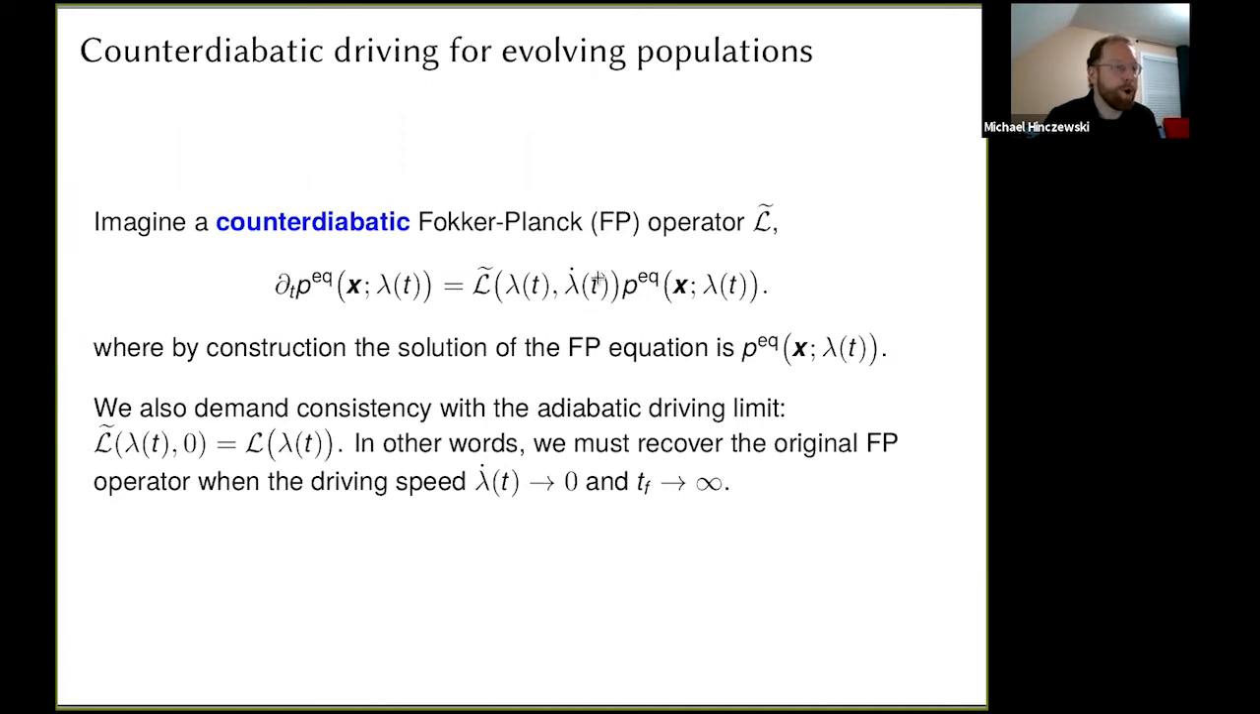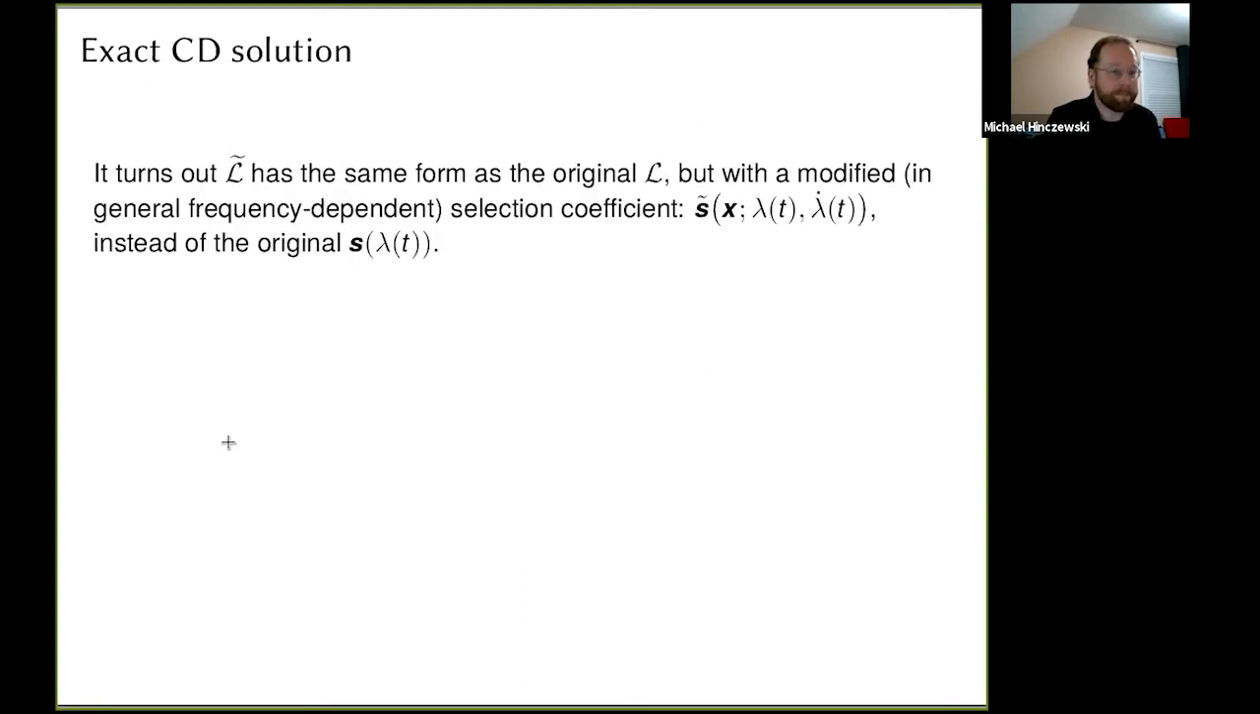And we also want to have the adiabatic limit work. So we know that if our protocol changes infinitely slowly, we want to return back to our original Fokker-Planck operator as a consistency, right? So those are the 2 conditions that we would like to implement. And it turns out that you can actually solve this in this evolutionary system exactly.